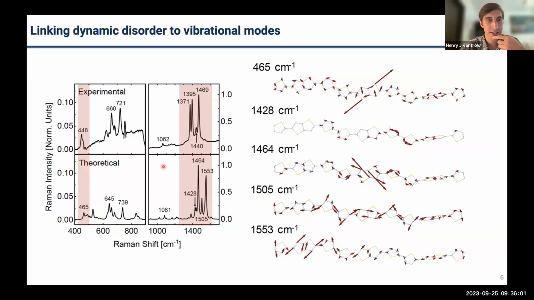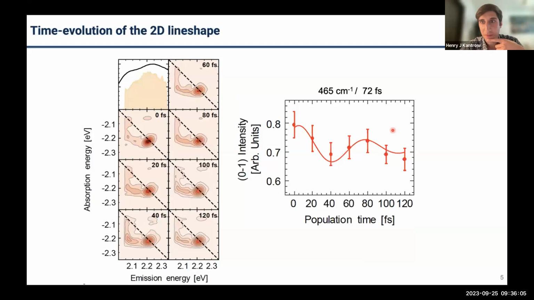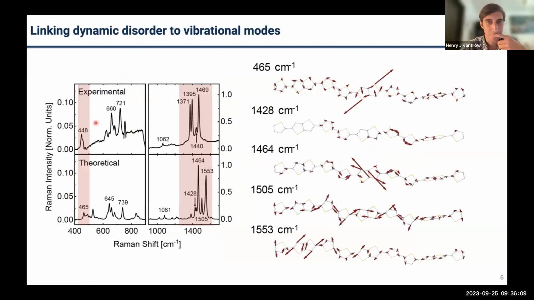But what we found was that this low frequency mode, which corresponds to the mode we found from the 2D spectroscopy around 465 wave numbers, corresponded to a unique mode, which is a combined twisting of the polymer backbone combined with a strong stretching of the thienothiophene unit of the backbone.